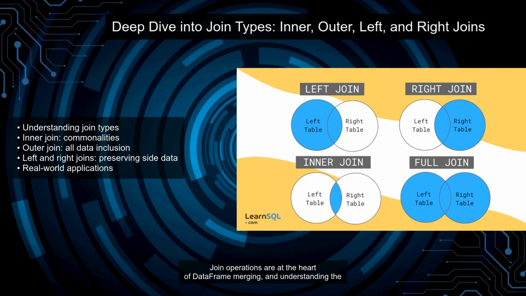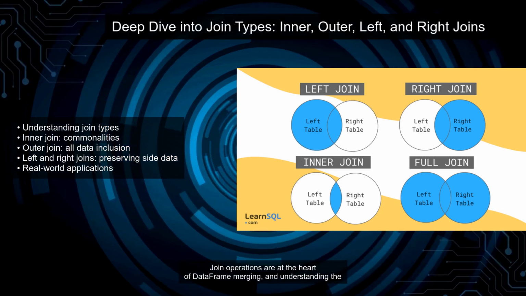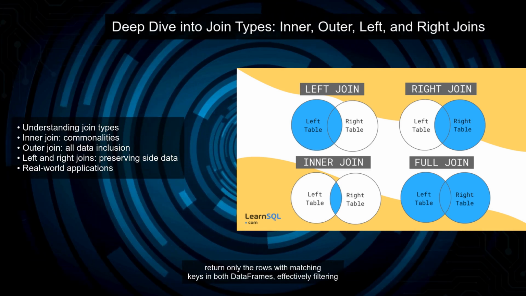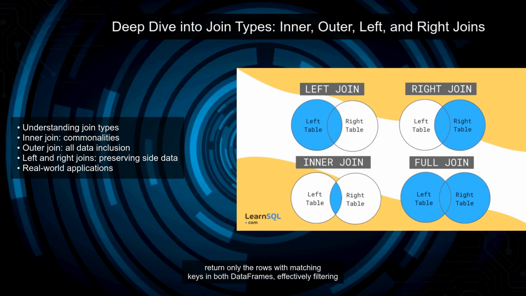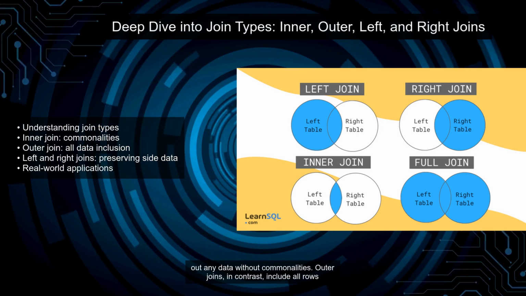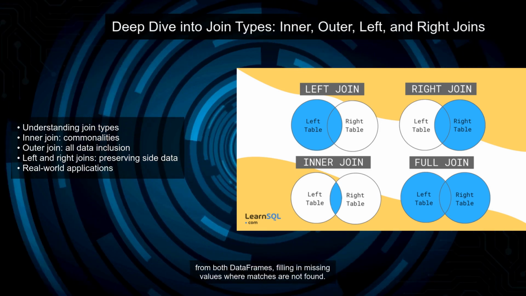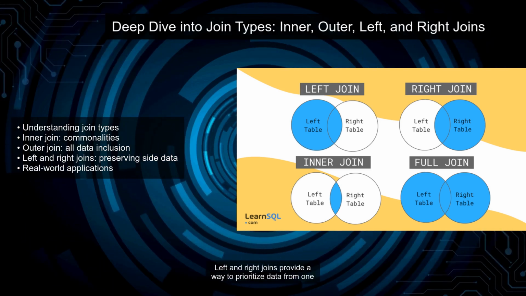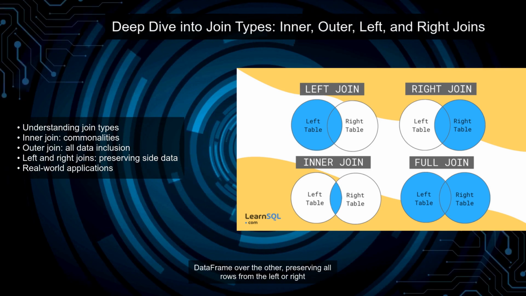Join operations are at the heart of data frame merging, and understanding the different types of joins is essential for mastering this process. Inner joins return only the rows with matching keys in both data frames, effectively filtering out any data without commonalities. Outer joins, in contrast, include all rows from both data frames, filling in missing values where matches are not found.